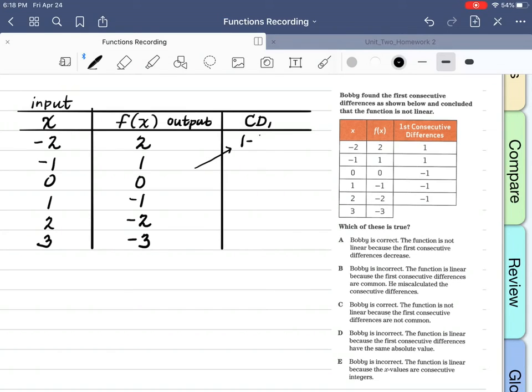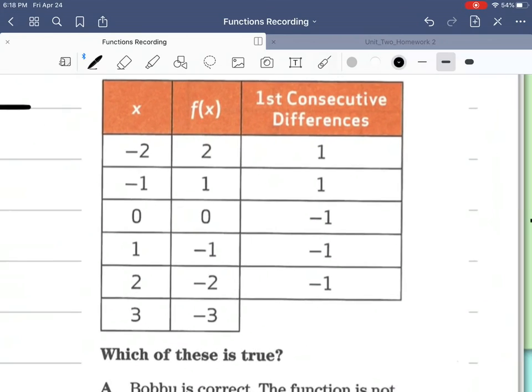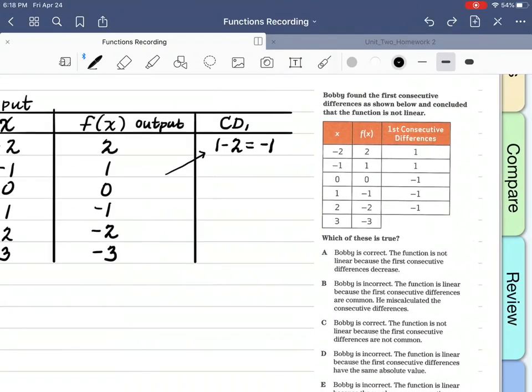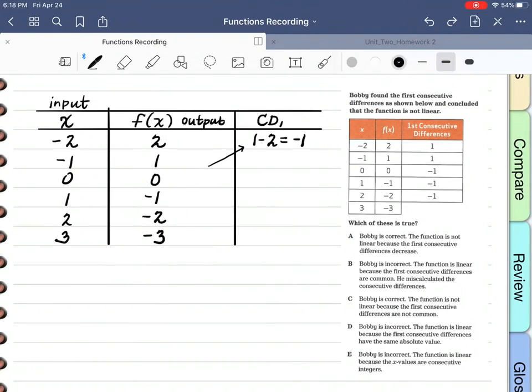So 1 minus 2 is -1. And I can already tell you that Bobby has a problem just based on this information. Let's look at Bobby's table. We really didn't even have to draw a table because here's a problem. 1 minus 2 is not 1. That is not a true statement. So I can already tell you that Bobby's incorrect. So we can go over here and eliminate some answers. A says Bobby is correct, and we know that he is not. C says Bobby is correct. We know that he's not. So we have to choose between B, D, and E.